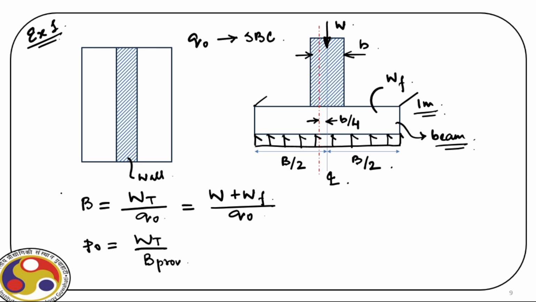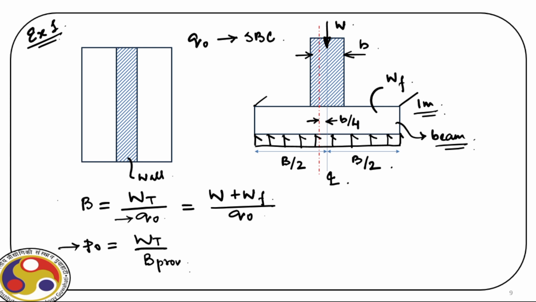Now what is the difference between this equation and this equation? The B provided here. From this first equation, it may come say 1.61. So we will provide 1.75. So normally the B provided is more than the B required from the safe bearing capacity, and that's why there is a difference between this one and the pressure developed.